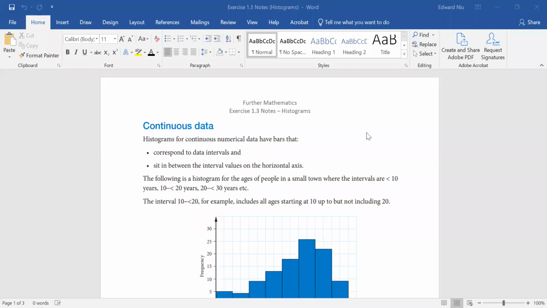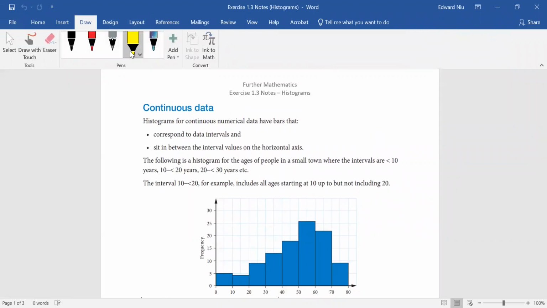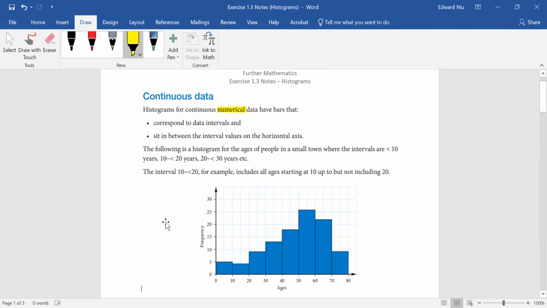In exercise 1.3, we take a look at histograms. There are various types of histograms, but the main point of emphasis I want you guys to know about histograms is they are solely for numerical data. Okay, they are for numerical data. In the case of continuous data, we do have histograms for continuous data, and they look like the following.